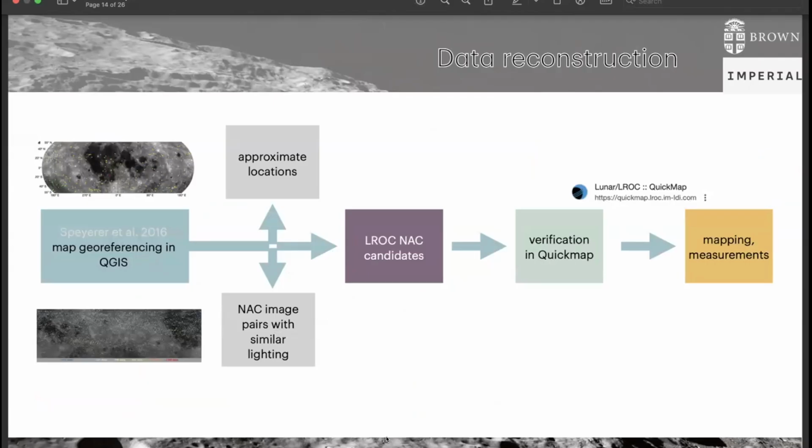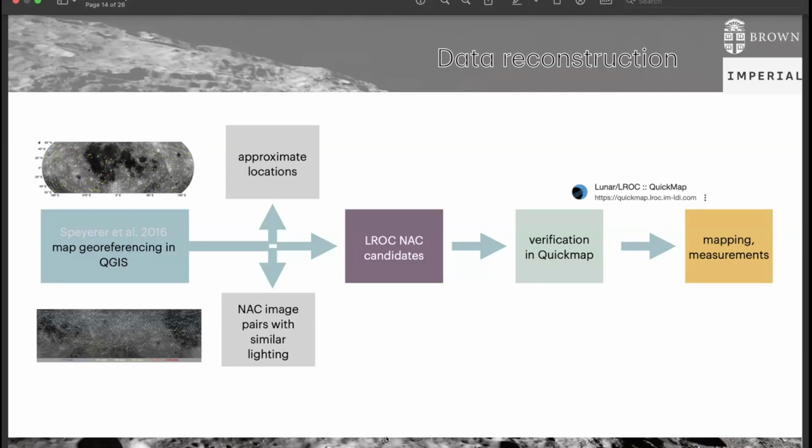So what did we do? We basically took a brute force approach. We took the maps from Speyer et al. 2016 and tried to extract, after georeferencing, the approximate locations of these craters. As you know, this is map projected. There's distortions, so sometimes we're pretty much off by kilometers. So we needed to narrow down the parameter space. We did this by using extra info, like there should be NAC image pairs, they should have similar lighting. Later, we also georeferenced the extended figure that showed the distribution of NAC pairs that were considered in this work.